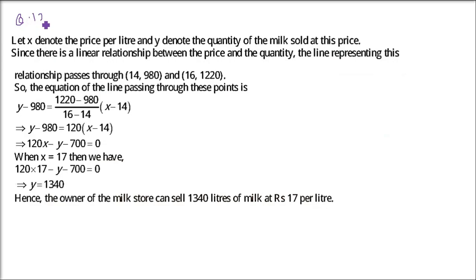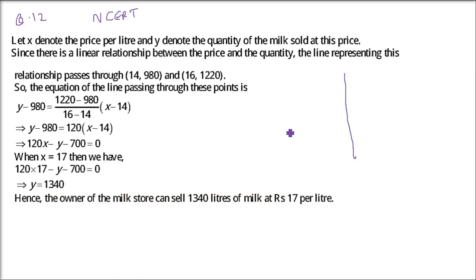Question number 12. The owner of a milk store finds, okay, this is an NCERT question. The owner of a milk store finds that he can sell 980 liters milk each week at rupees 14 per liter and 1220 liters of milk each week at rupees 16 per liter. Assuming a linear relationship between the selling price and demand, how many liters could he sell weekly at rupees 17 per liter?